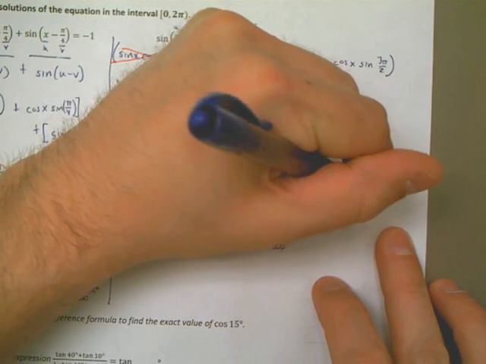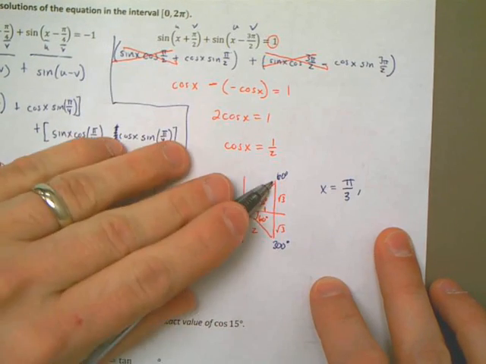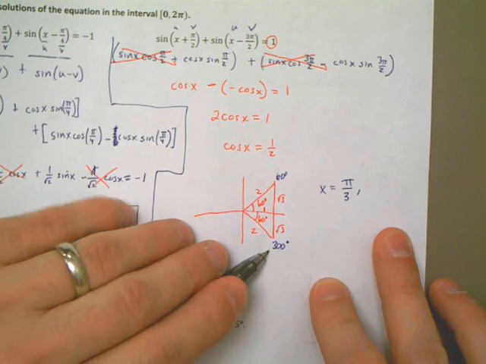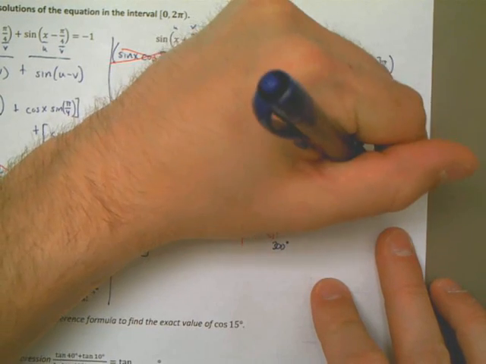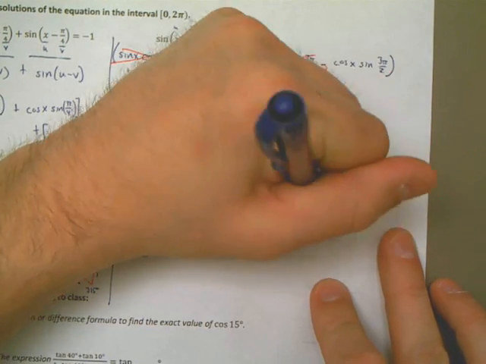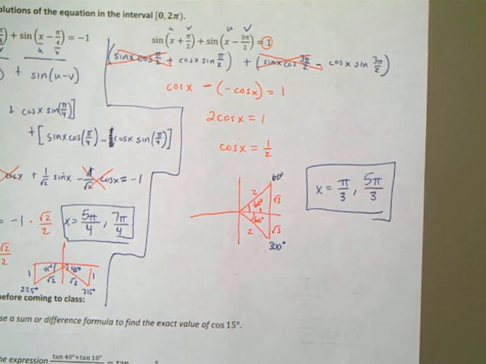That means 60 is going to be pi over 3. 6 times 5 gives me 30. So 60 times 5 is 300. So 5 times pi over 3 is the same thing as 300 degrees. And now we have our two solutions between 0 and 2 pi.